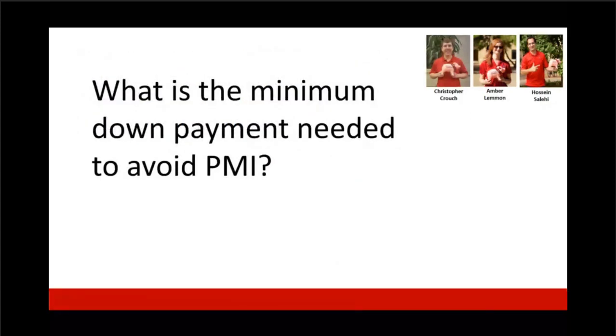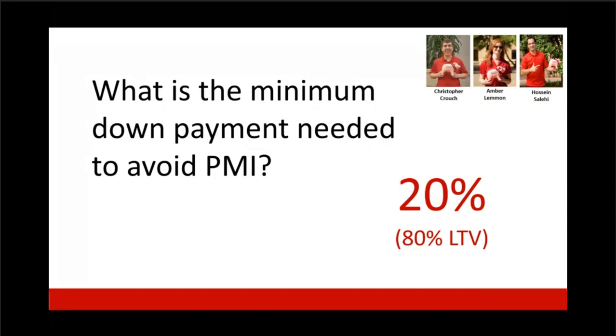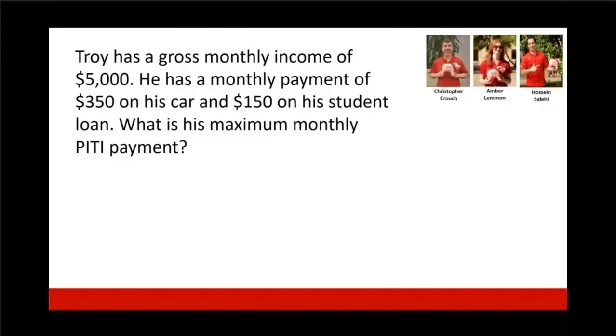All right. What is the minimum down payment needed to avoid PMI? 20%. So what's the maximum loan to value? 80%. Right. So remember, 80% is going to be the opposite of this. So you could see a question that asks it either way. It could ask about the loan to value, or it could ask about the down payment. Luckily, if it says loan to value, 20% won't be an answer.